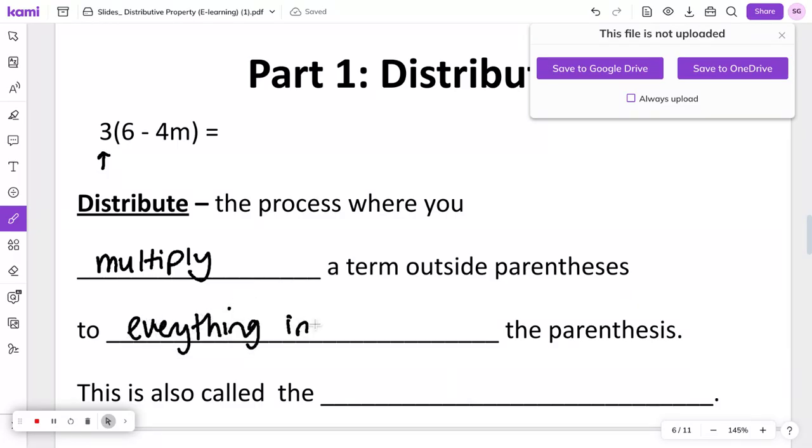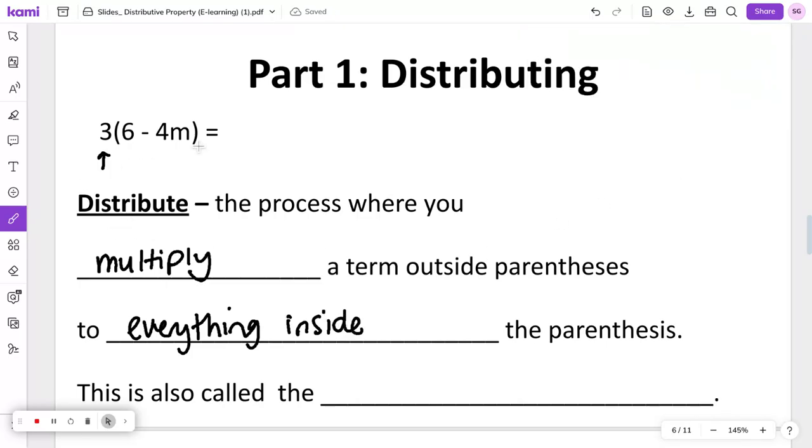inside parentheses. You might hear someone say this is distributing or distribution. You also sometimes hear the words distributive property. They all mean the same thing. They're just talking about this special situation with multiplication.